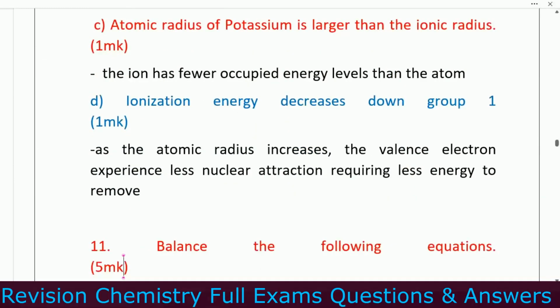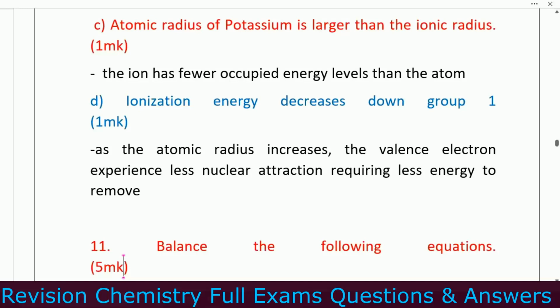The atomic radius of potassium is larger than the ionic radius. Why? The ion has fewer occupied energy levels than the atom. And we go to the next one.